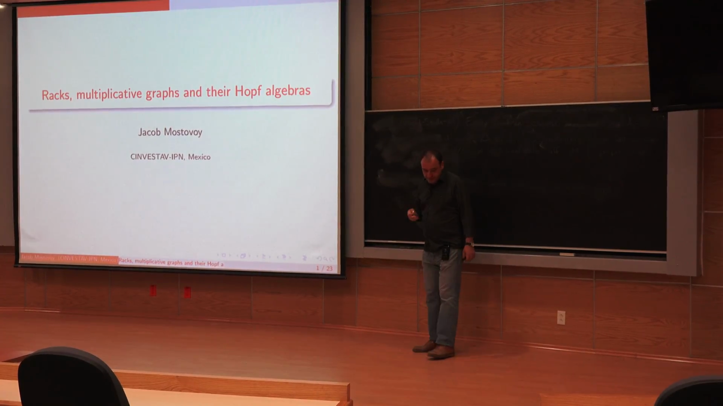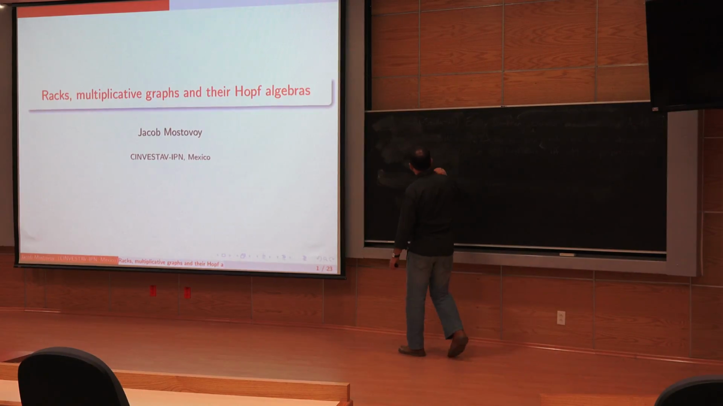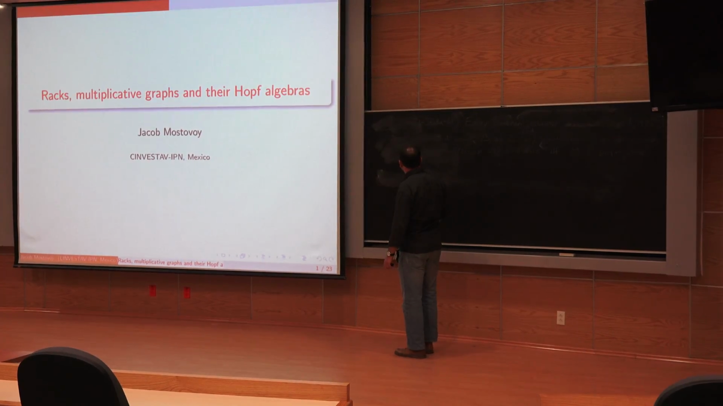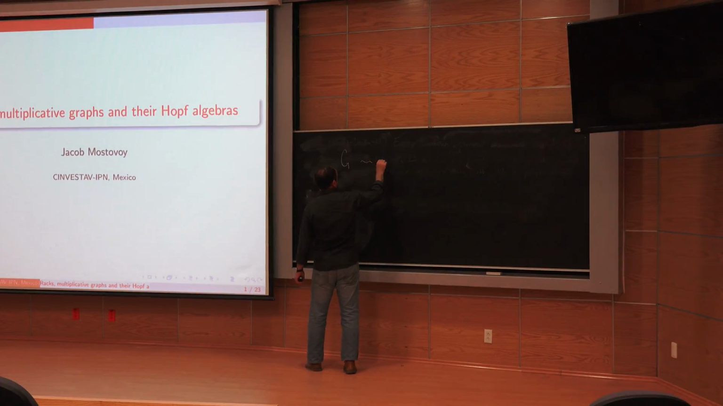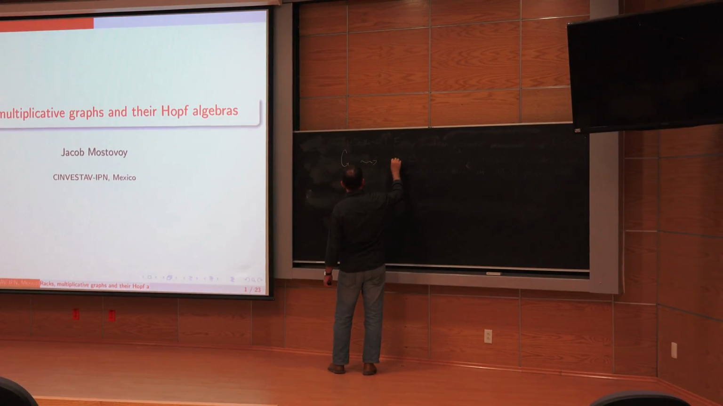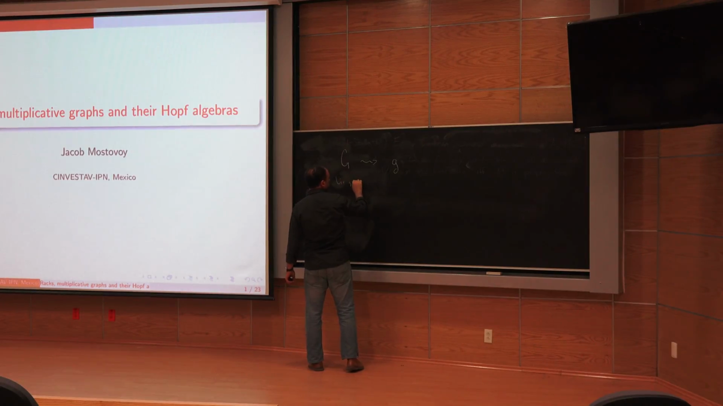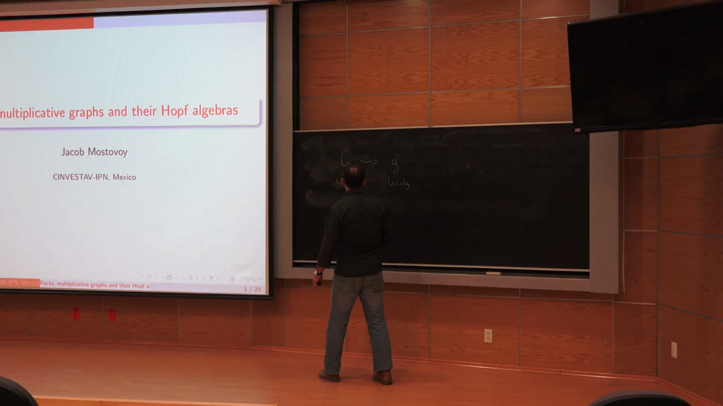Okay, so let me say what I was exactly trying to think about. If you have a Lie group G, you can associate to it its Lie algebra. Lie group, Lie algebra.